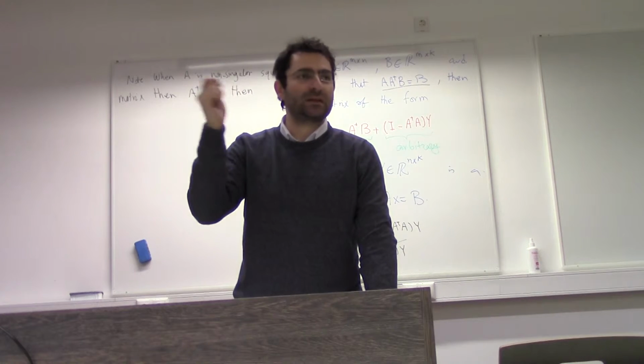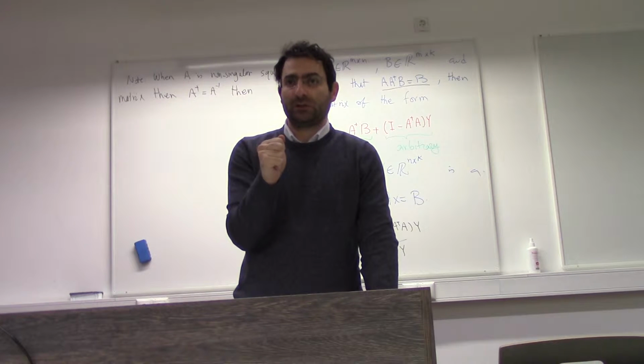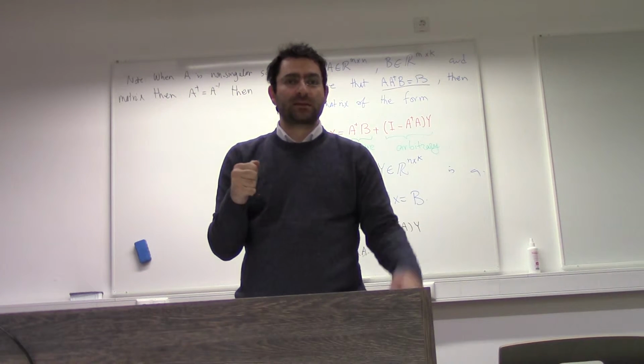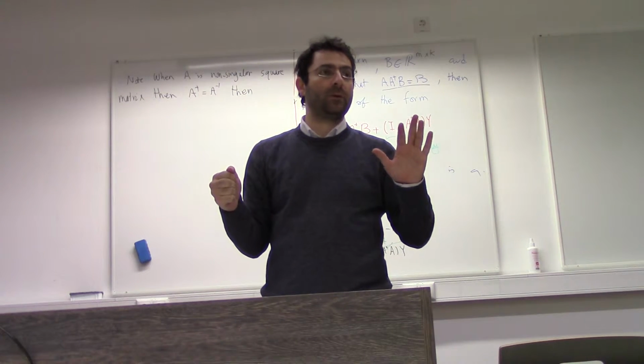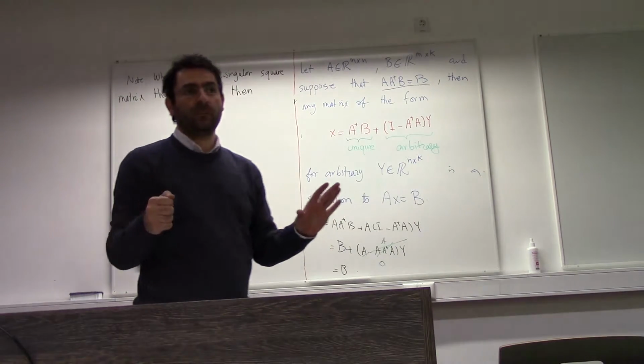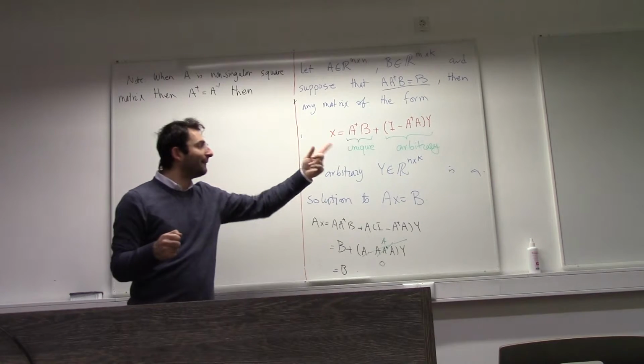x1 is 1, x2 is 3, x3 is minus 1. And you find a unique solution, and there were no other x values. In other words, there was no arbitrary part. Why? The null space was 0. This is the solution, but why don't we have the arbitrary part?